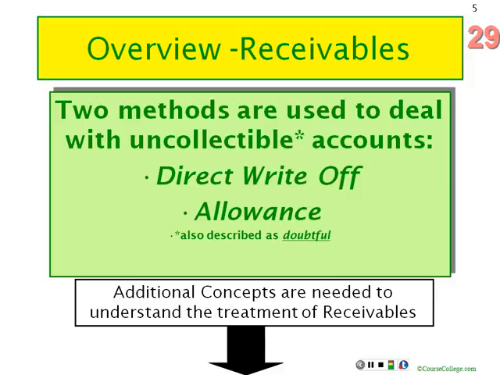Now, FASB GAAP, the rules that we study, the rules that publicly traded firms must follow, the rules that are under the oversight of the Sarbanes-Oxley Committee, they say to us, you cannot use the direct write-off method. We don't allow that method. You must use the allowance method. Now, we'll talk in a minute about why that's true. But this is a big deal.